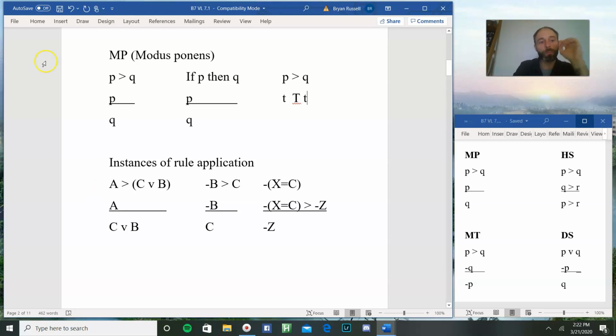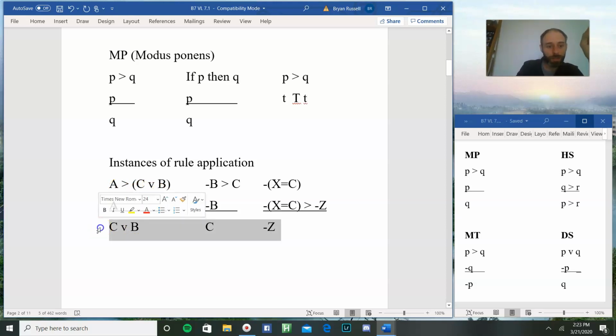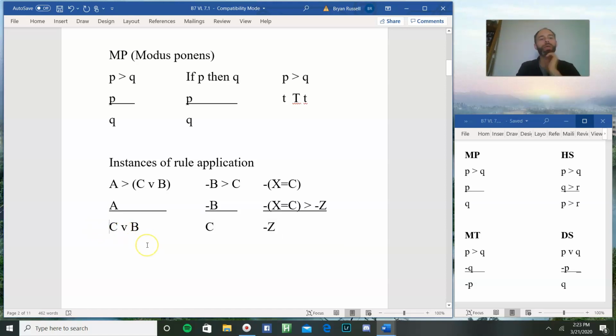Well, note on the model here we have P horseshoe Q and P. And here we have A horseshoe (C wedge B) and A. So on the second line we have A, which is everything that comes before the horseshoe here. So MP tells us what we can get is everything that comes after the horseshoe. Because again, P in our model is just everything that comes before, and Q is just everything that comes after. So what this instance is telling us is if A, then C or B. A, so we can derive C or B from that.